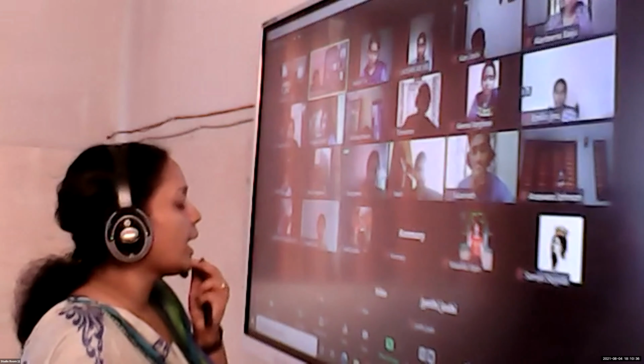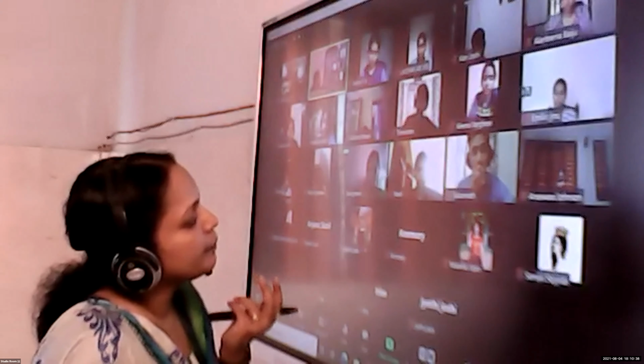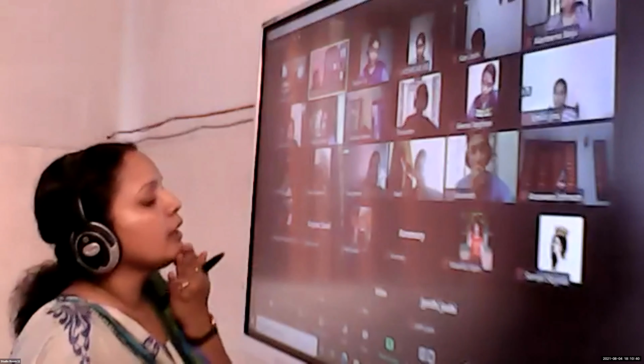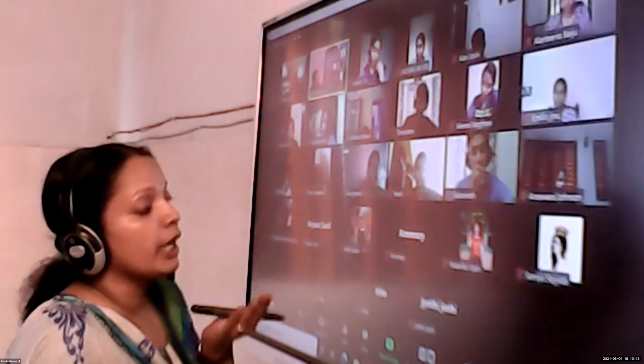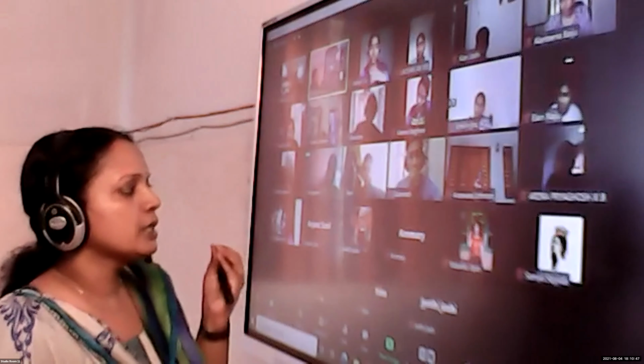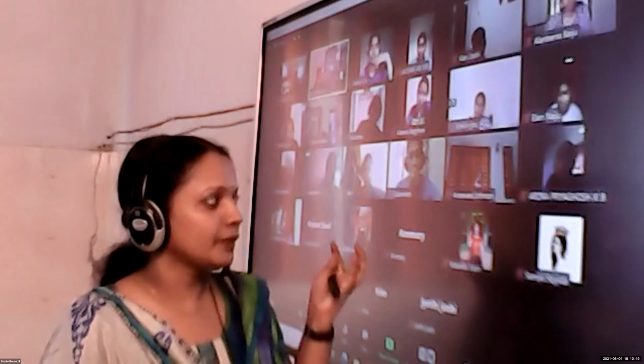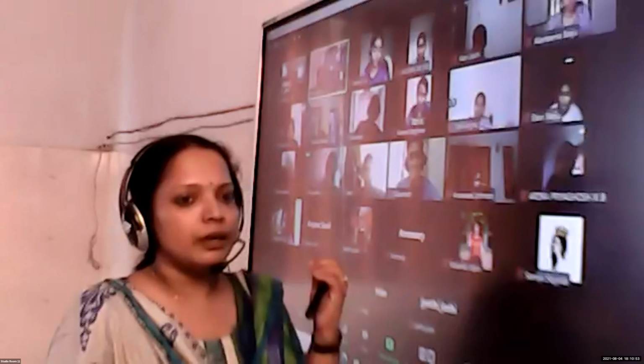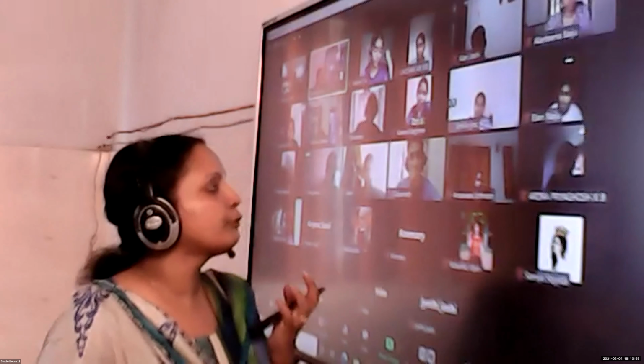And how do they get attached to the substratum? Anashwara, how are they attached to the substratum? With the help of which structures? Some filamentous structures. What do you call them? Starting with R. Rhizoids.